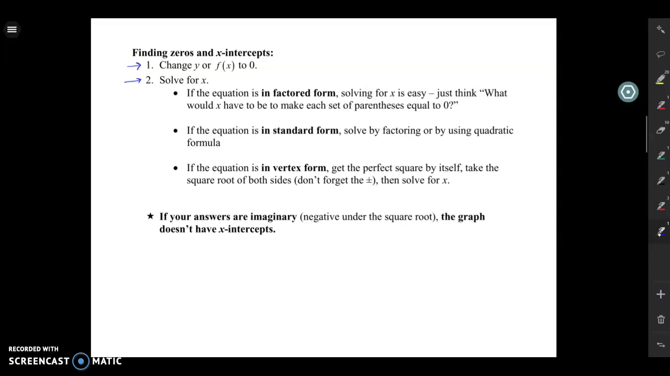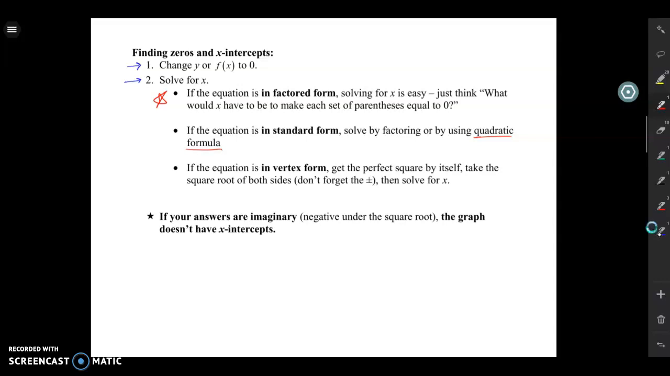Based on what form your quadratic is in, you're going to take a different approach to the problem. So if your quadratic is in factored form, you should be happy. Factored form is the easiest way to solve for x. You're just going to look at each set of parentheses or each x value and say, okay, what does x need to be to make that set of parentheses equal to 0? If you have an equation in standard form, you have 2 options. You can either factor or attempt to factor the quadratic, or you can use the quadratic formula that we learned previously. And if you forgot what that was, go ahead and check your notes or just type it into Google.